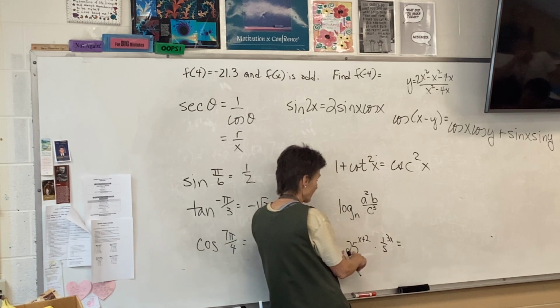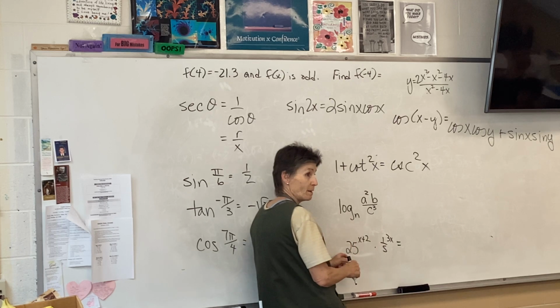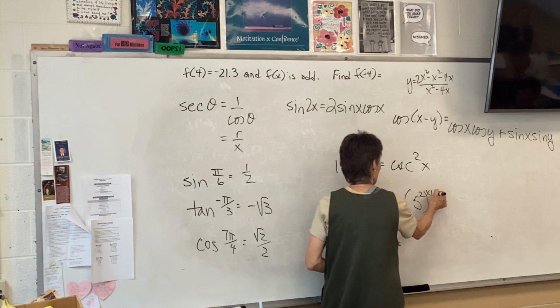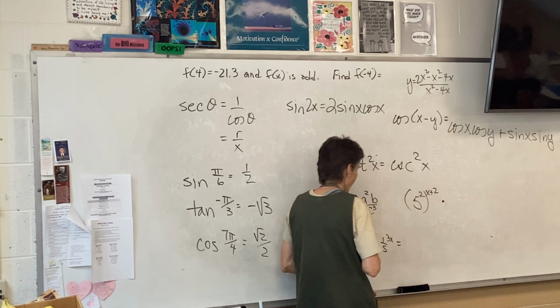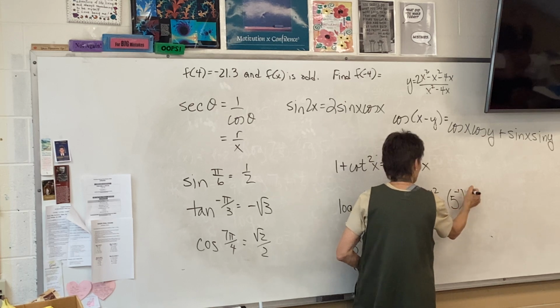Okay, properties of exponents. What are you going to do? There's no calculator. You got to multiply these things together. What are you going to do? Your base will be 5. So 5 to the 2x plus 2, times 5 to the negative 1, 3x.